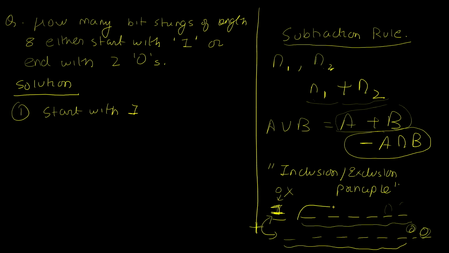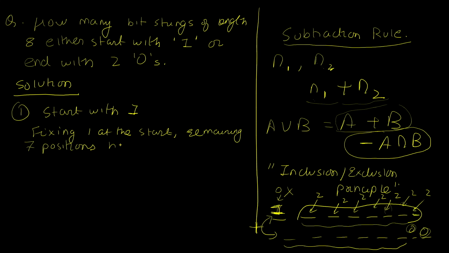That means I can only change the remaining 7 places. Yeah, and supposed to be 8 here. So we'll be only selecting these 7 places. And we know that there are 2 possibilities of 0 and 1 for each of these. So the number of ways will just be 2 times 2 times 2, 7 times. And how do we make an argument for that? So fixing 1 at the start, the remaining 7 positions has 2 raised to the power 7 possibilities. And this is just going to be equal to 128.